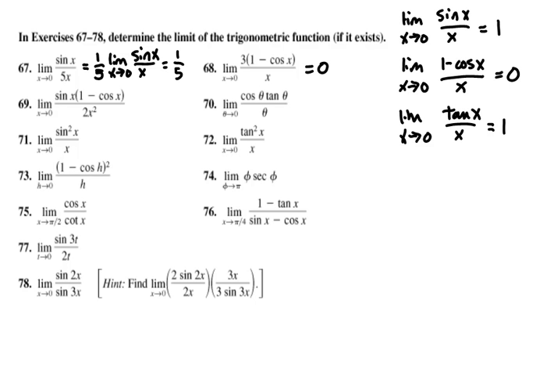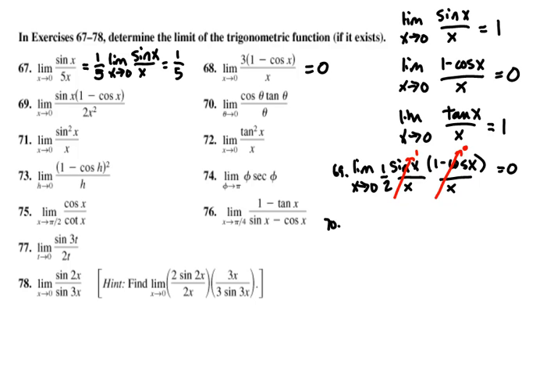Number 69, you have sine x times 1 minus cosine x over 2x squared. What you'll do is take the 1/2 out. If we rewrote it as I did over on the right side, the limit as x approaches 0 of 1/2 times sine x over x times 1 minus cosine x over x. The 1/2 is 1/2. The sine x over x limit as x goes to 0 is 1. And the limit of 1 minus cosine x over x is 0. So you have 1/2 times 1 times 0, which is 0.